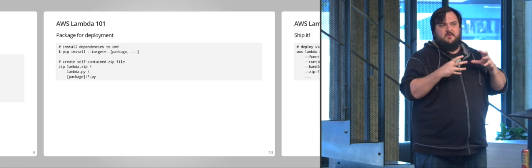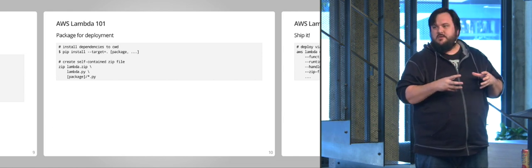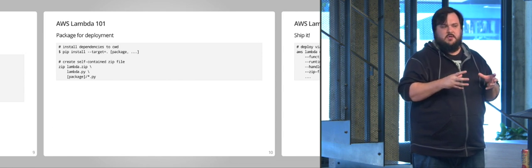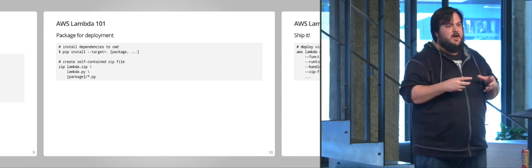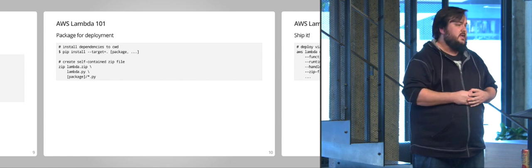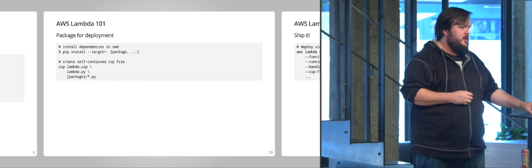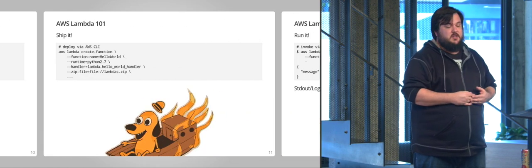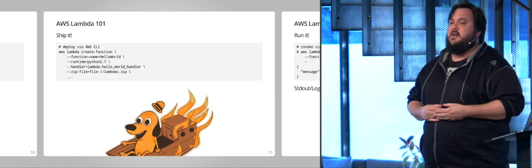So that zip file needs to contain everything that code needs to run, all of its dependencies without exception, with the exception of the AWS runtime, which they make available to you, and the Python standard library. So anything else has got to go in that zip file. And lastly, we're going to publish, and we're going to ship that zip file off to AWS Lambda.